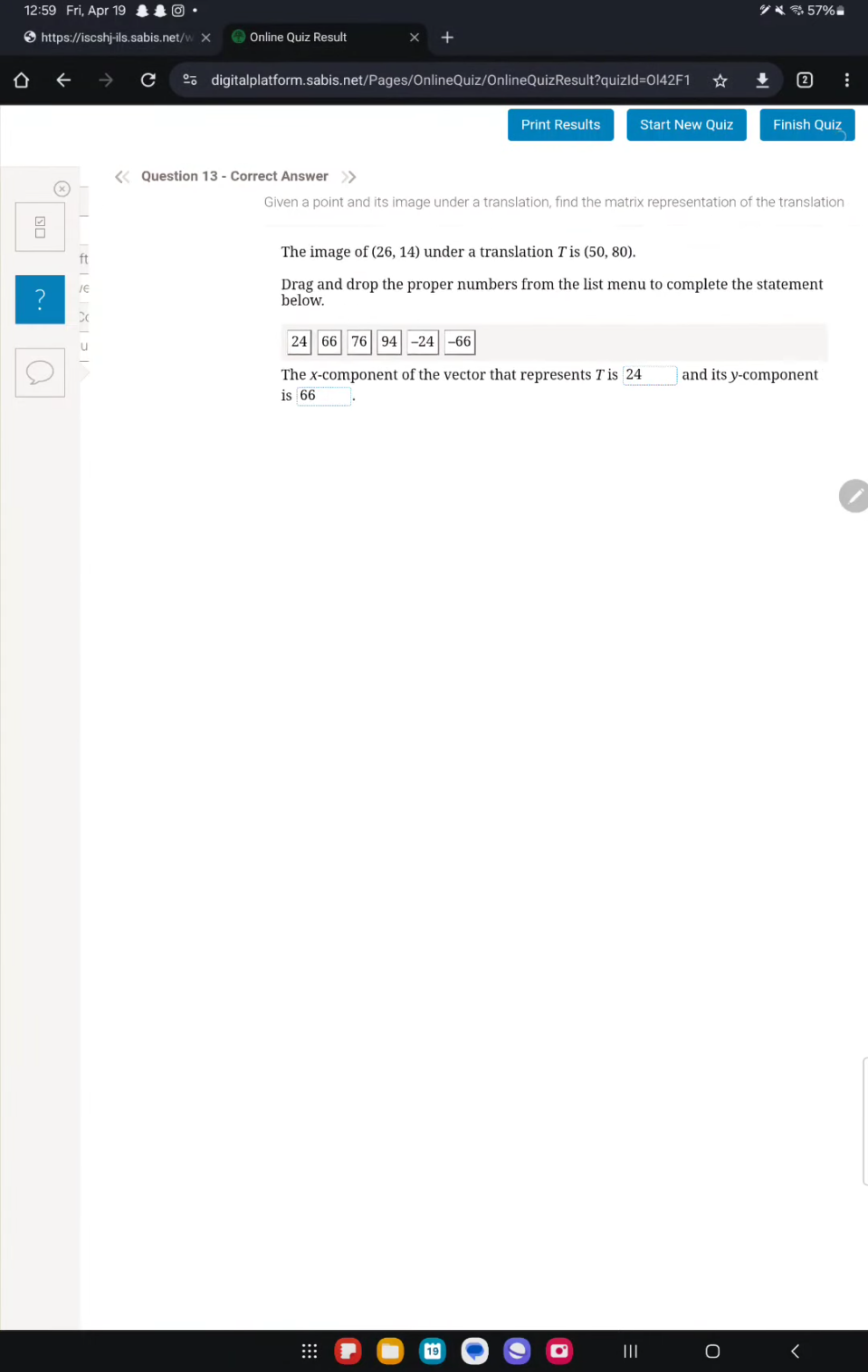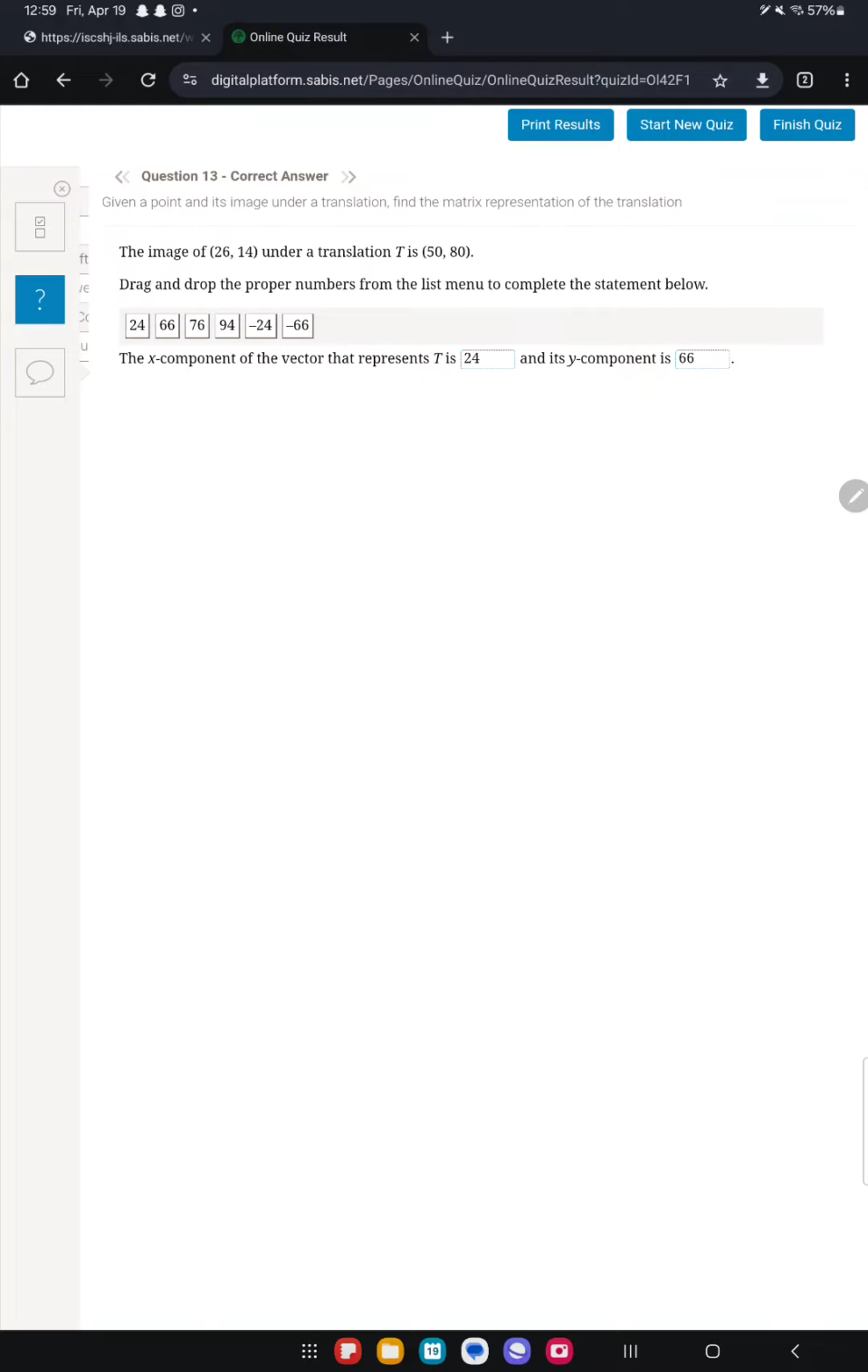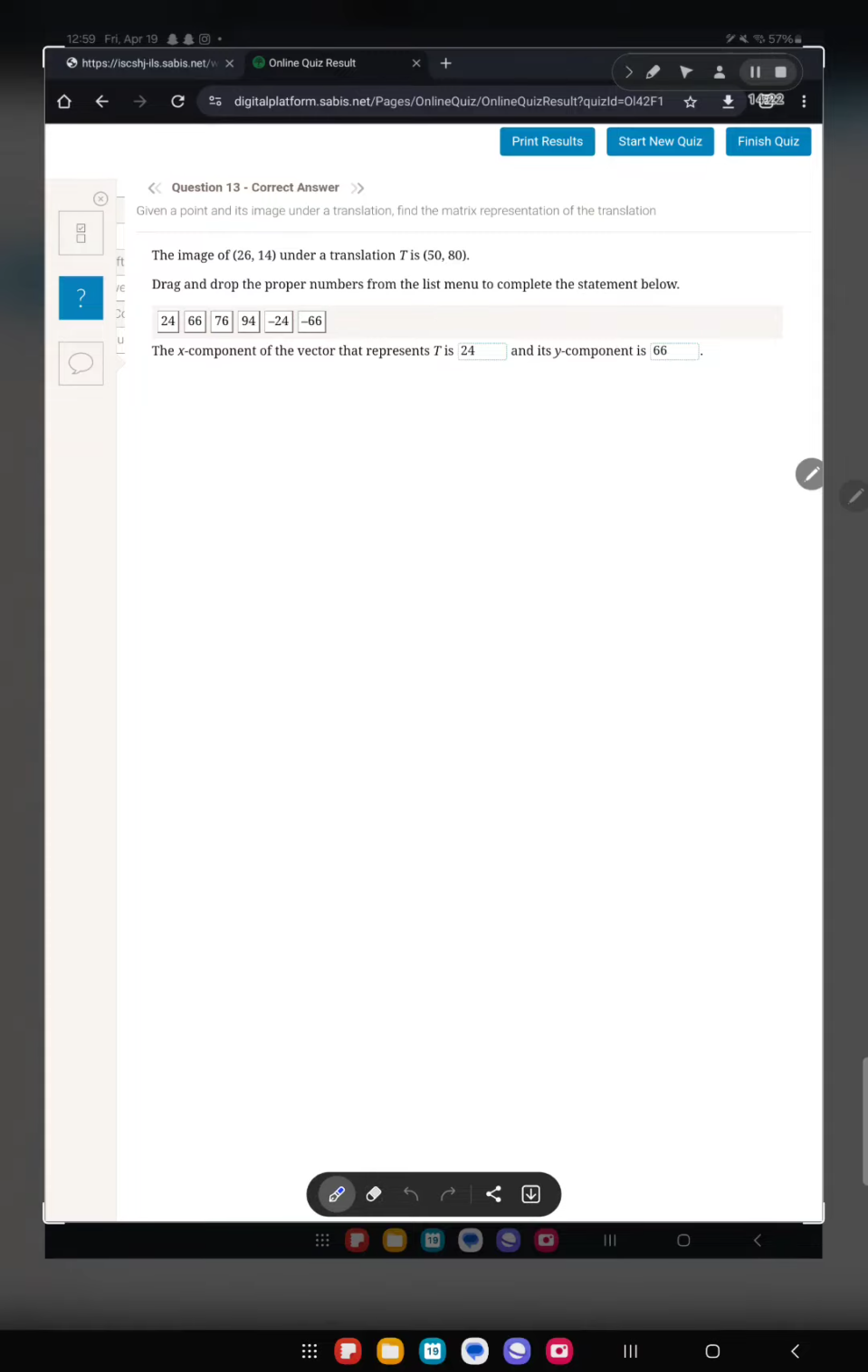Question 13. The image of 26, 14 under a translation t is 50, 80. This is very straightforward. Whenever you have to find the translation, you always do final minus initial. So translation x, y: you do final minus initial. So 50 minus 26 and 80 minus 14, and this is going to be equal to 24, and 66. So your translation is 24, 66. The x component is 24, y is 66.